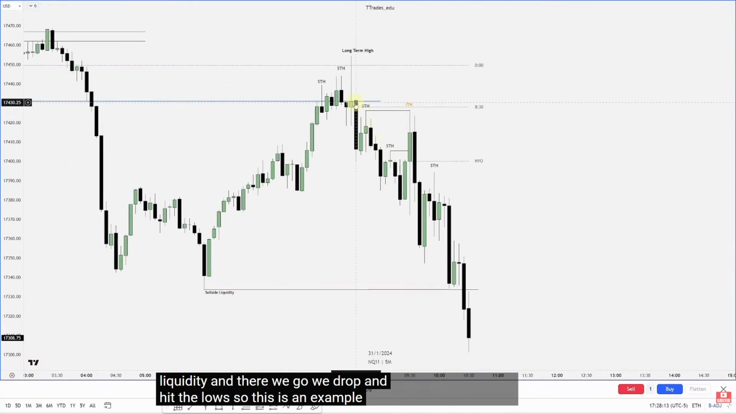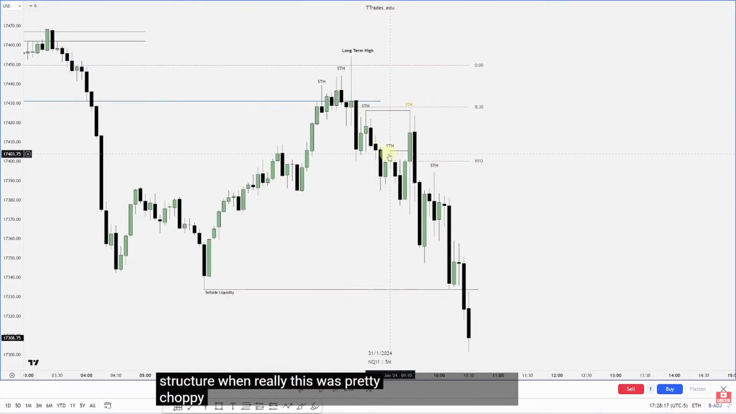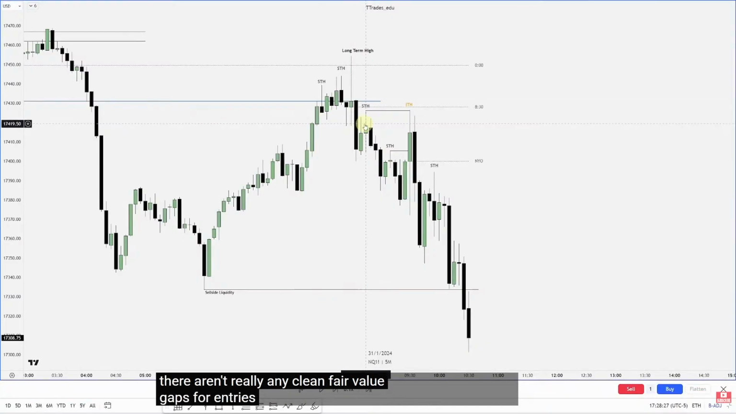So this is an example of how you can use advanced market structure when really this is pretty choppy and otherwise not very clean. There aren't really any clean fair value gaps for entries, and that's when I'll use some advanced market structure to find a short-term high to enter off.